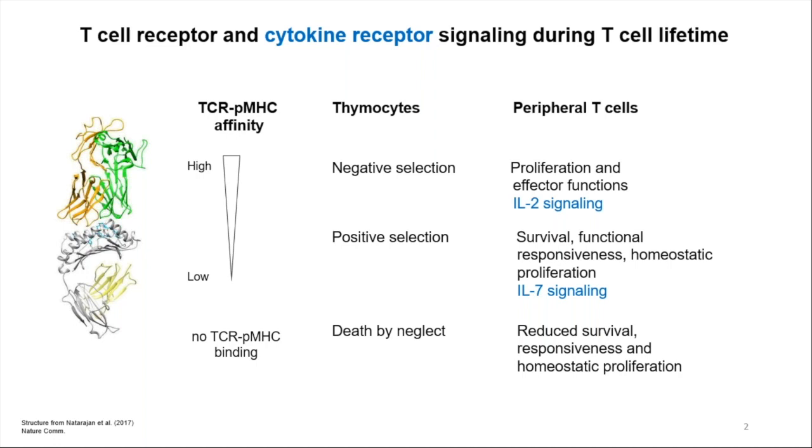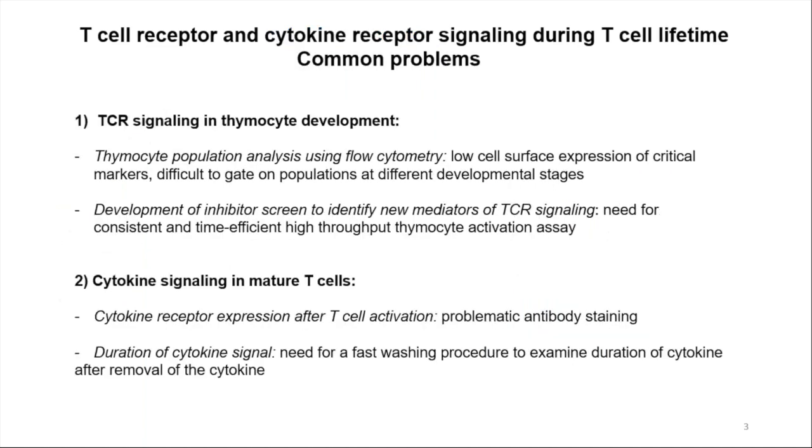So as you can imagine, being an immunology lab, we do a lot of flow cytometry. And like a lot of flow cytometry labs, we encounter some very common problems. Some of which are related to looking at the TCR signaling in the thymus, and some which are more specific to looking at cytokine signaling in mature T cells.